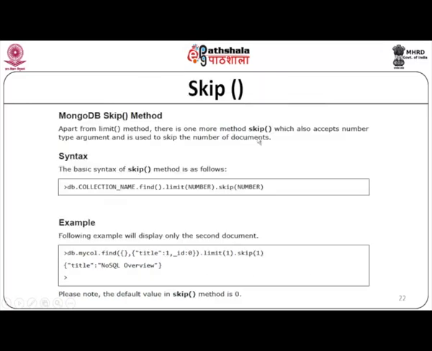Another method is the skip method. In MongoDB, apart from the limit method, the skip method can also be used for displaying, that is for projection. The skip method accepts a number type argument and is used to skip that number of documents. The general syntax is skip followed by the number. So you can set the limit and skip 1. Normally if the skip method is not mentioned with any number value, then by default it will take the value 0.